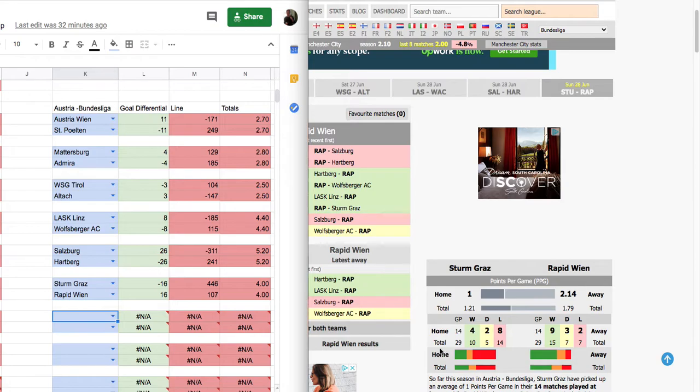For example, you look at Sturm, they played 14 matches. They've only won 4 at home. Not a good home team. You look at Rapid, they've won 9 out of 14 on the road. They are a very, very, very good road team. And the reason that's a huge situational angle is that's going to be a point of emphasis that the coach makes, that the players tell themselves, hey, listen, we can win this game. We're a very good road team.